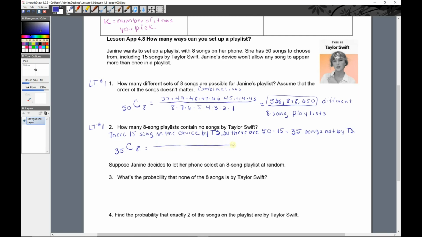So we need 8 numbers starting at 35 choices for the first, times 34 for the second, and so on. And this will take us down to 28. So times 32, times 31, times 30, times 29, and then finally times 28. 1, 2, 3, 4, 5, 6, 7, 8. And that again will be over 8 factorial. So this will be 8 times 7 times 6 times 5. You know the drill.